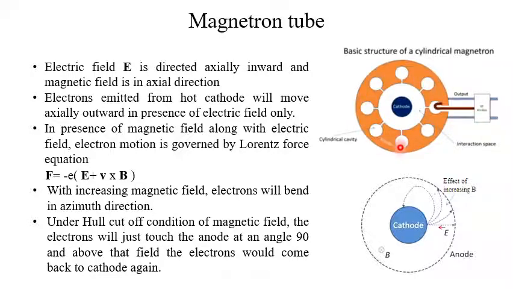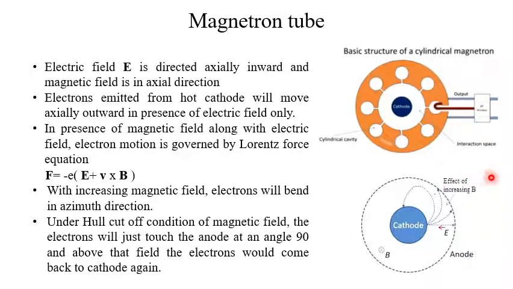So now consider the basic structure, the top view. From one cavity we will take the output. This one is the cathode. This is the interaction space, and these are the cylindrical cavities, and this is the anode block. This colored block is the anode block.